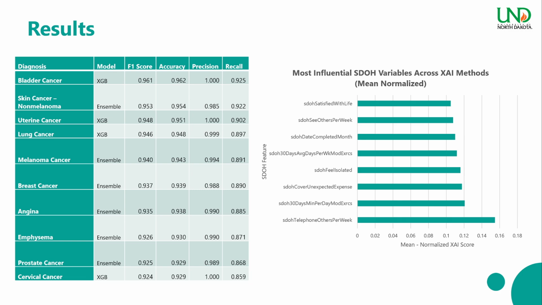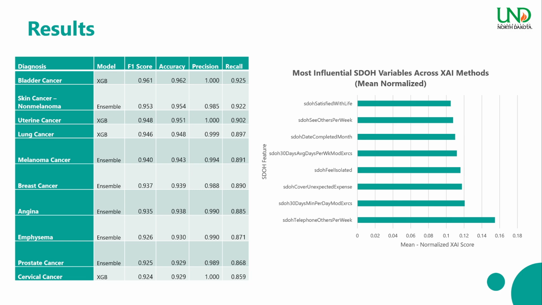All these binary classifiers are trained to predict the specific conditions, and it's based solely on the SDOH inputs. Most of the best performing models were either XGBoost or the ensemble methods, with F1 scores in the 0.92 to 0.96 range. Note the precision is often near perfect. Recall is where we see more variation, especially for conditions like cervical or lung cancer.